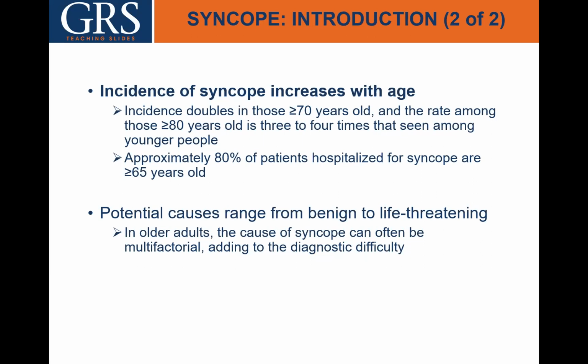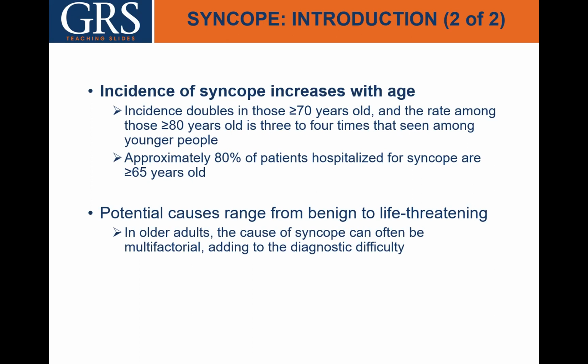The incidence of syncope increases with age. If the patient is older than 70 years old, the incidence doubles, while if the patient is more than 80 years old, the incidence is 3 to 4 times higher than in young adults. And about 80% of patients hospitalized for syncope are older than 65 years old.